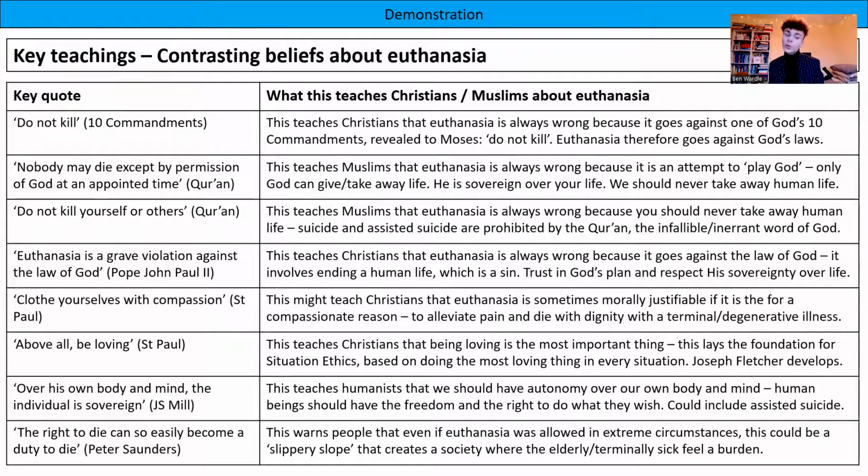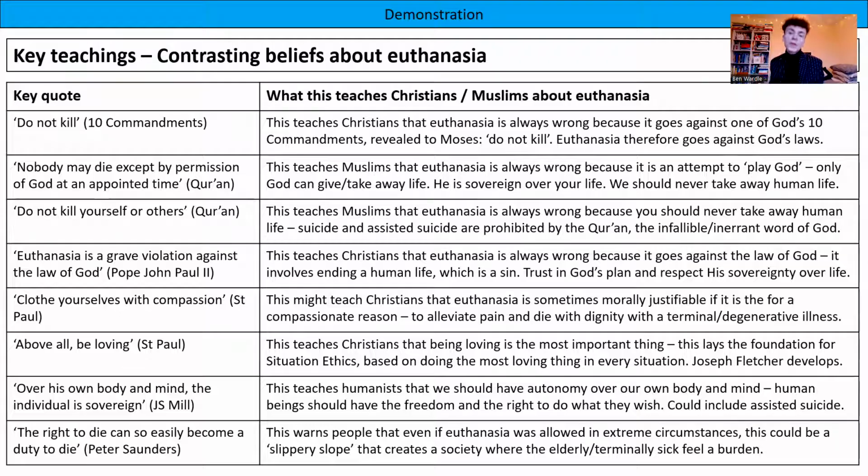Our next quote, though, would be used as a contrasting view. It's from St. Paul. He said, clothe yourselves with compassion. Now, of course, he wasn't talking here about euthanasia, but he is talking here about the importance of compassion. And so some Christians might apply this or might understand this in this context to mean that euthanasia could sometimes be morally justifiable if it is for a compassionate reason. So, for example, if it is to alleviate pain and allow someone to die with dignity if they have a terminal or degenerative illness.